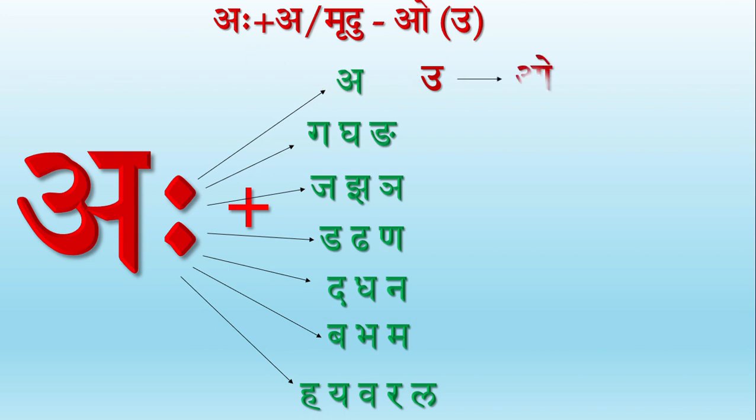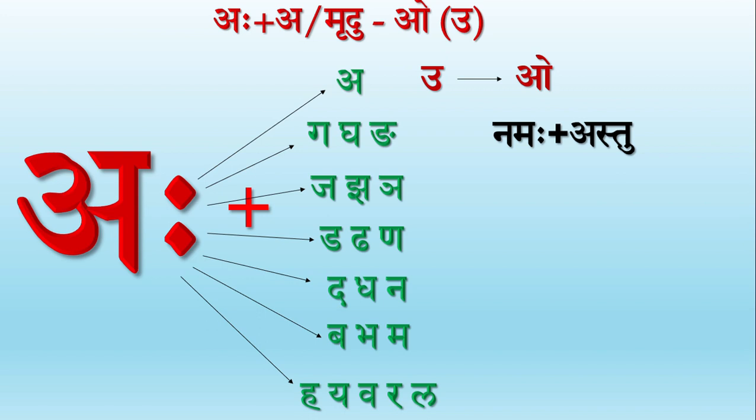This is our rule. Let's take an example. Namaha plus astu turns out to become namo astu by following our rule which we have already discussed. There is no entry of Sa here because the paravarnaha is not a karkasha vyanjanaksharam.